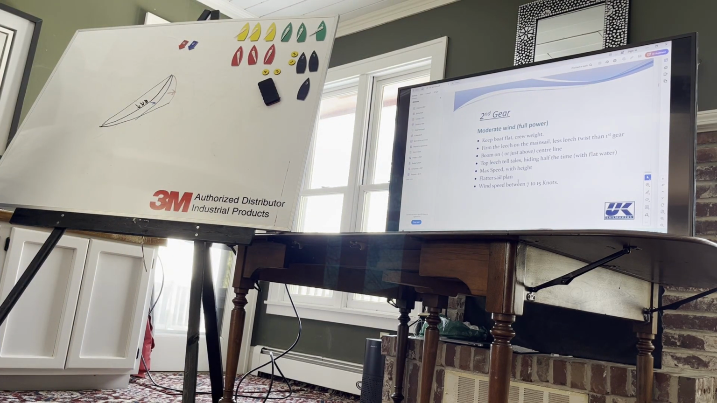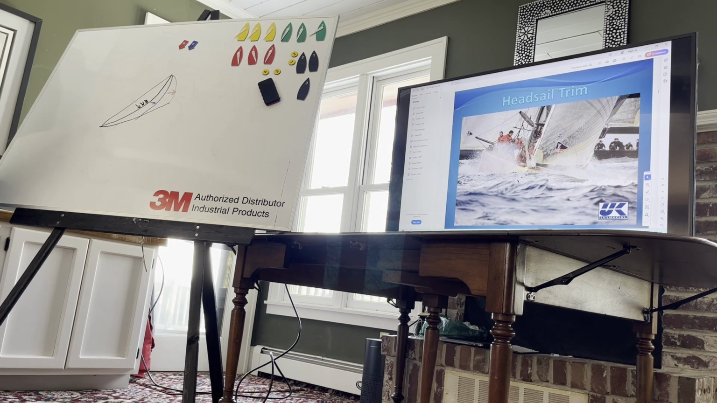Second gear. Keep the boat flat. A little firmer, a little less twist in the mainsail. We really want to get max speed before we go flat with the sails. This is like 7 to 15 knots. And then here, now we're starting to be in overpowered mode. We're trying to reduce the sails or reduce the heel, trying to flatten the sails as much as we can. We've got a lot of controls that are yanked down pretty hard, and we're going to get into those. This is where we're at 15 plus knots. All right, let's talk about the headsail first.